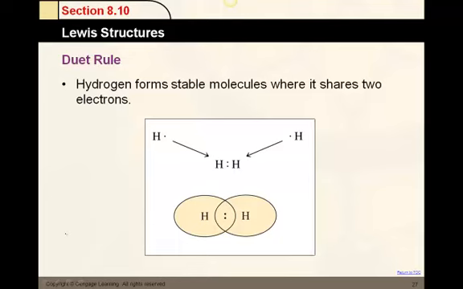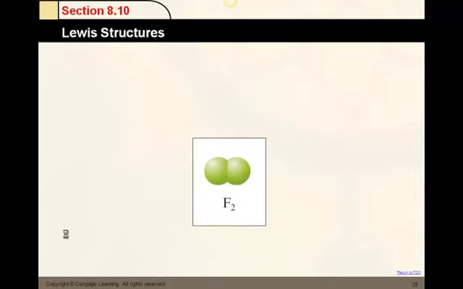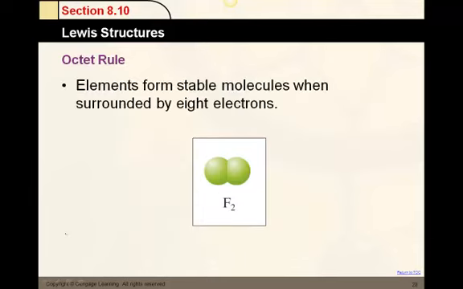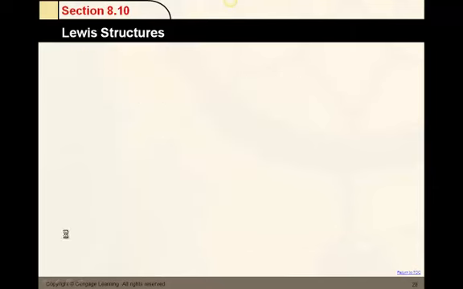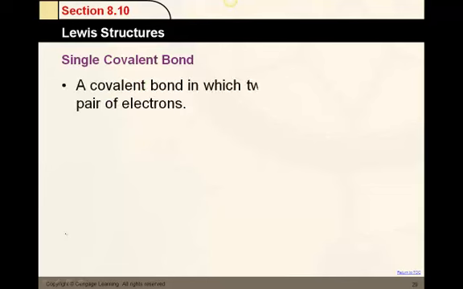Hydrogen forms stable molecules where it shares 2 electrons, and you can see that's the dot diagram. Alone, hydrogen has 1 valence electron each. Together, it shares the 2 electrons, and that's what it looks like. The octet rule, of course, says that elements form stable molecules when surrounded by 8 electrons. So you have to have 8 electrons. So knowing those two things, we're going to talk about bonding.